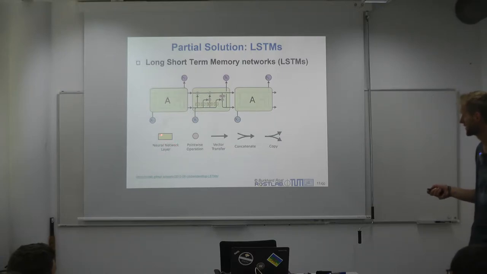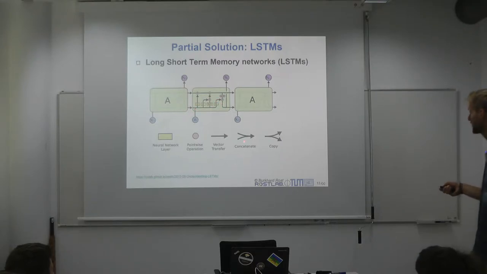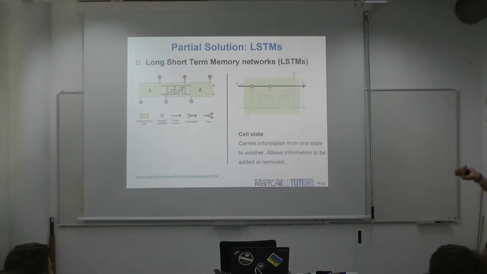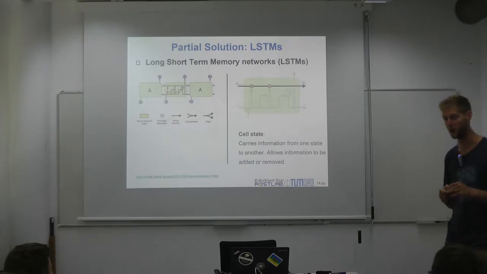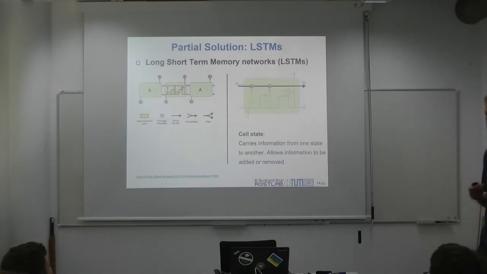Just for the future slides, these yellowish squares indicate a neural network layer. The pointwise operations are indicated by these circles, and then you just do a vector transfer, so you basically transfer a vector from A to B. You can concatenate them like in the previous example, or you copy them and let them diverge in two different ways. The first step, which is a huge difference to the previous recurrent neural network, is that you basically have two paths which the information can take through the cell. In the previous example, you only had one path where all the information had to go through. In this case, we provide two ways.